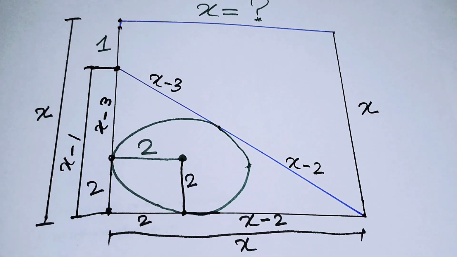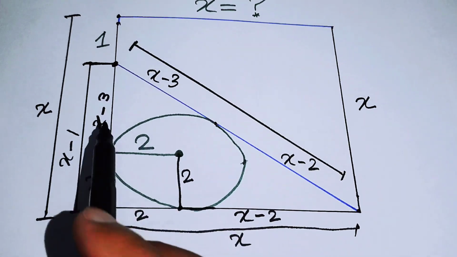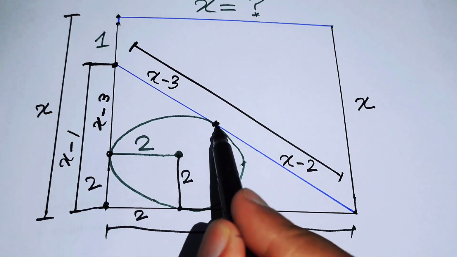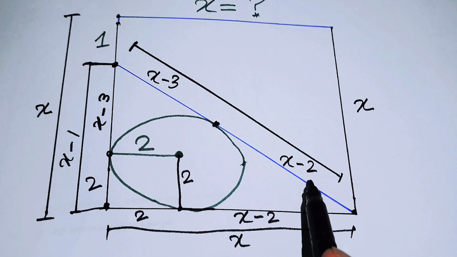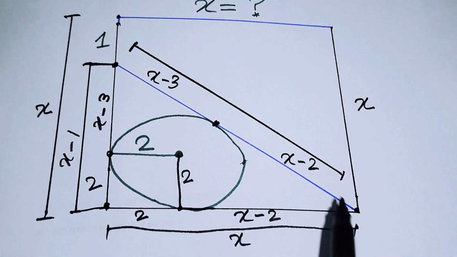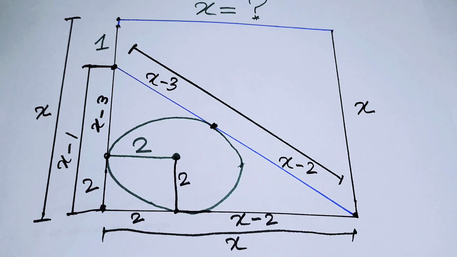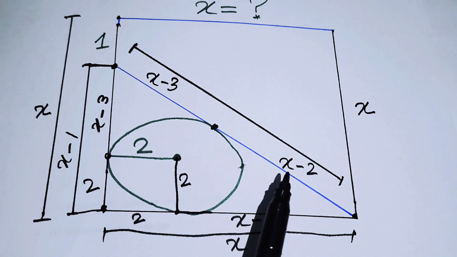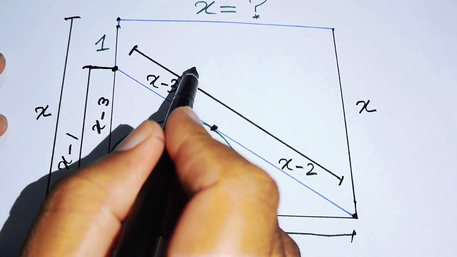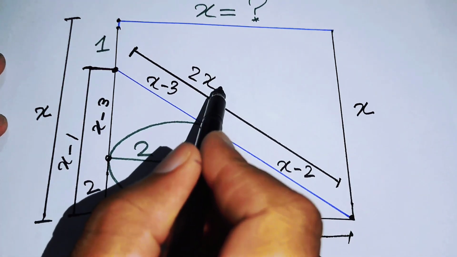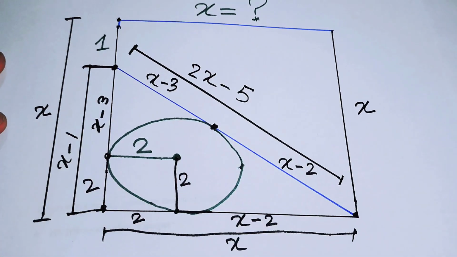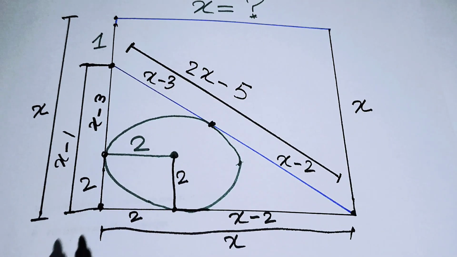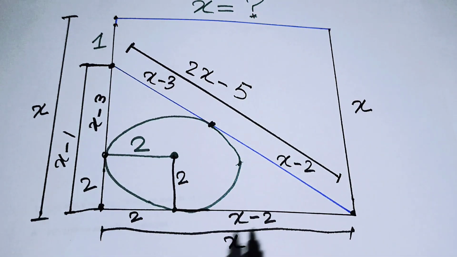And now you can see here that the value of this line segment is x minus 3 and the value of this line segment is x minus 2, so the value of this whole line segment we can find by adding these two values. When you add x minus 3 and x minus 2, you obtain the value of this line segment, which is 2x minus 5. So now, in order to find the value of x, you can just focus on this right triangle.